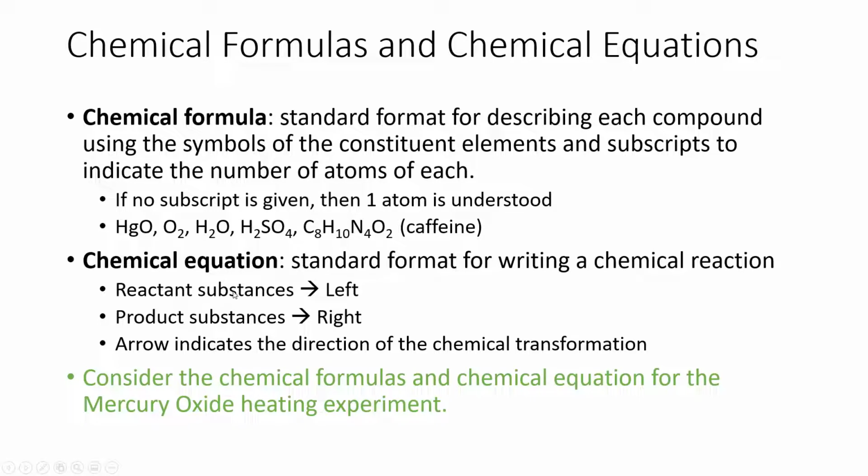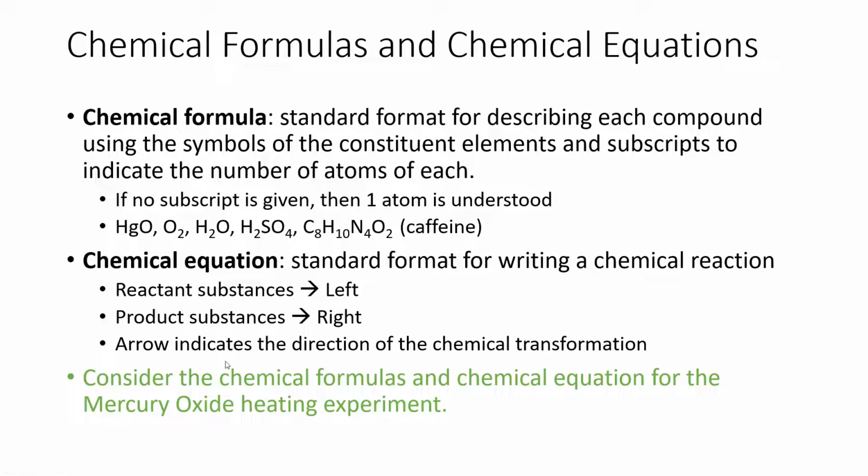A chemical equation is the standard format for writing a chemical reaction, where on the left-hand side we have what are called reactants, and on the right-hand side we have what are called products. There will be an arrow in the middle that indicates the direction of a chemical transformation.